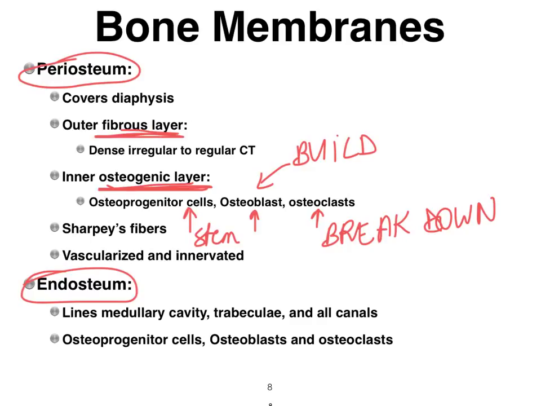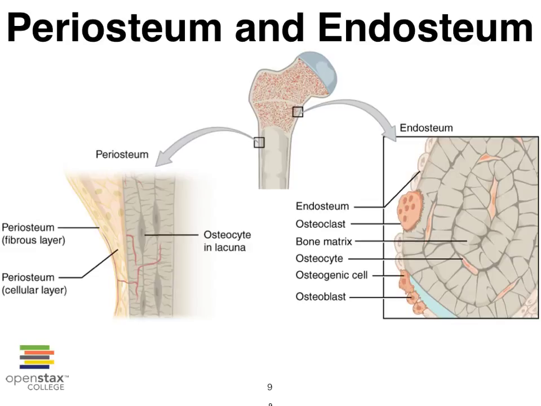Now the endosteum you're going to find lining the medullary cavity, but also other things. And you'll see that the bones are full of holes and canals. We'll talk about what the trabeculae are in just a little bit. Those are found in spongy bone tissue. And the endosteum is similar to the inner osteogenic layer of the periosteum. So it's also made up of these bone cells we just listed, just not very organized. It's just sort of a bunch of cells sitting around, maybe some fibers, but really not a whole lot. It's primarily just cells.